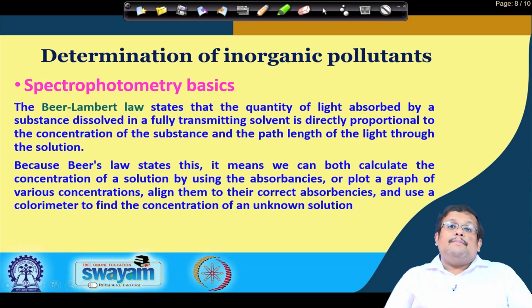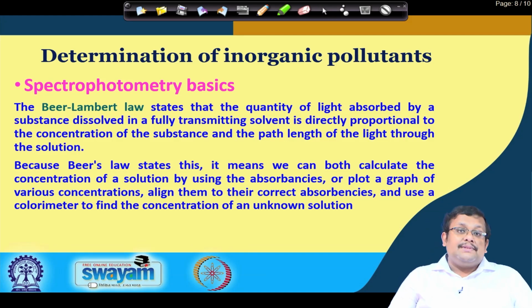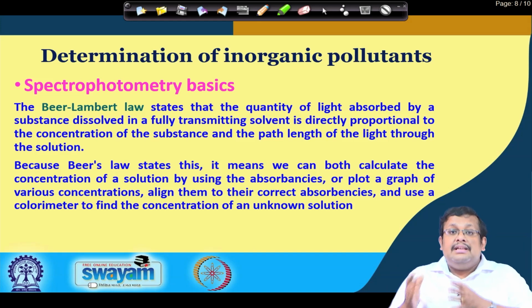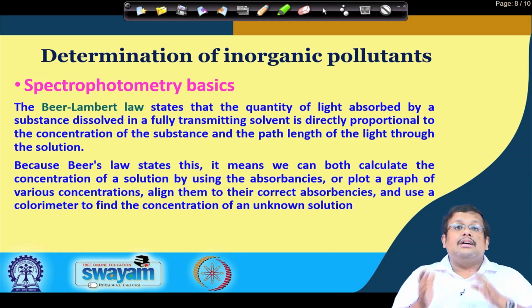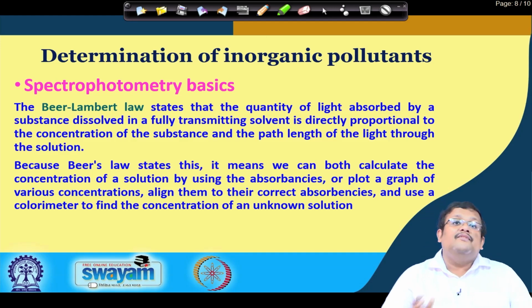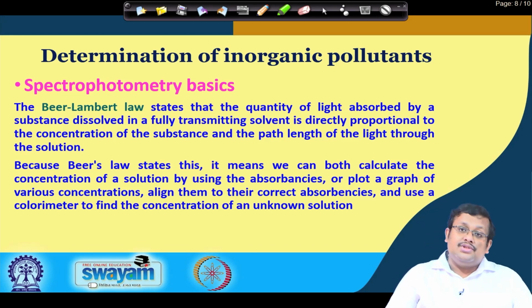Okay. So, the Beer-Lambert's law states that the quantity of light absorbed by a substance dissolved in a fully transmitting solvent is directly proportional to the concentration of the substance and the path length of the light through the solution, which we have just discussed. Because of Beer's law, we can calculate the concentration of a solution by using the absorbance, or plot a graph of various concentrations against their correct absorbances, and use the colorimeter to find the concentration of an unknown solution.